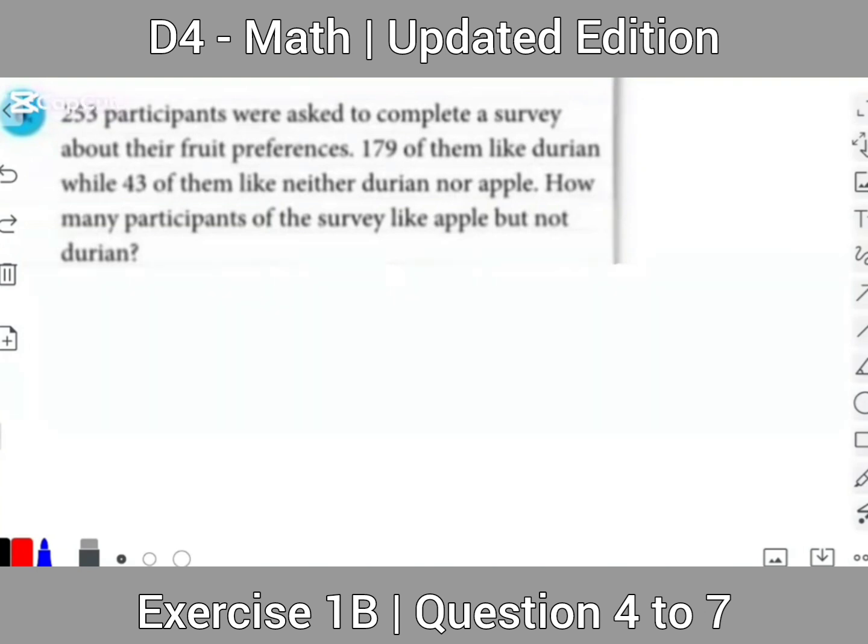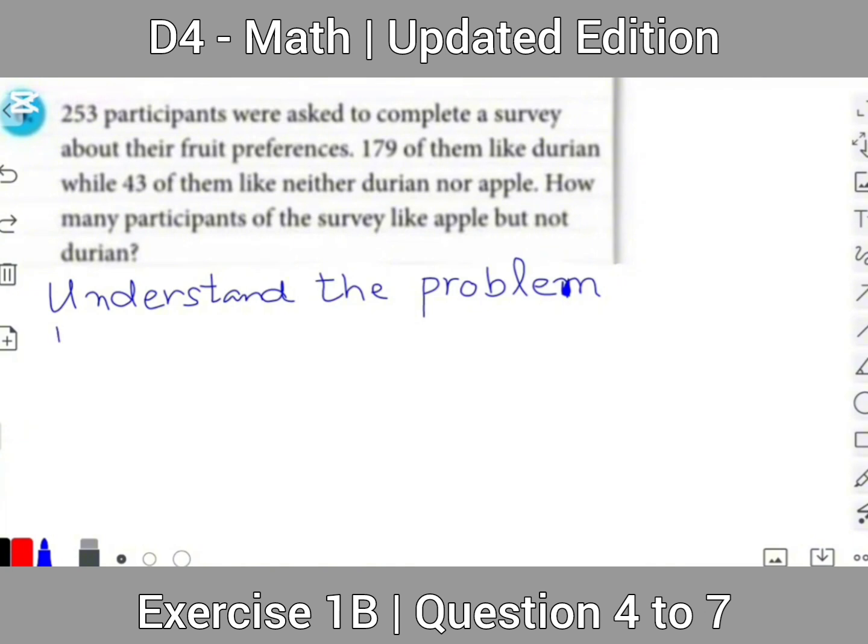We will divide the solution of the problem into different stages. In the first stage, we will understand the problem. In order to understand the problem, we will see what information is given and what is not. So first, we will see what is given.